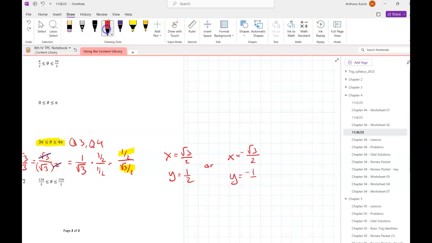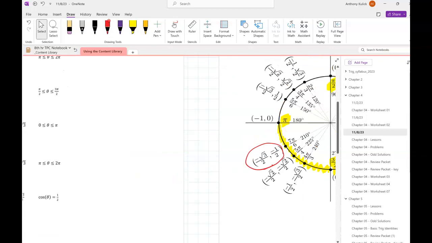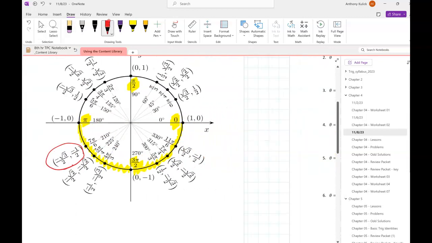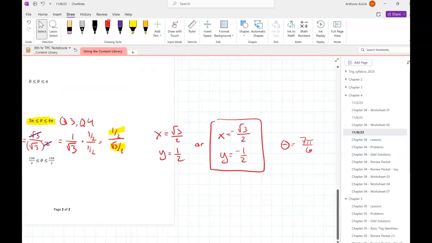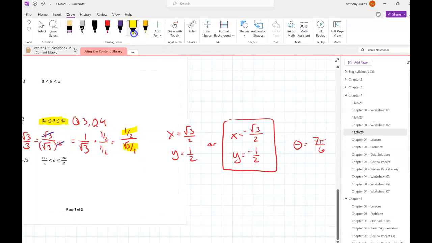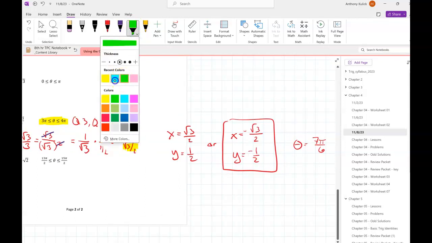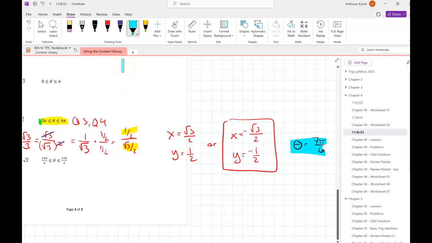So now it's like, aha, this one we saw, right? So let's go back and look. There it is right there. So my answer should be 7 pi over 6, right? Almost. Because before I say I'm done, I need to check to see if my answer here lies inside of that interval.